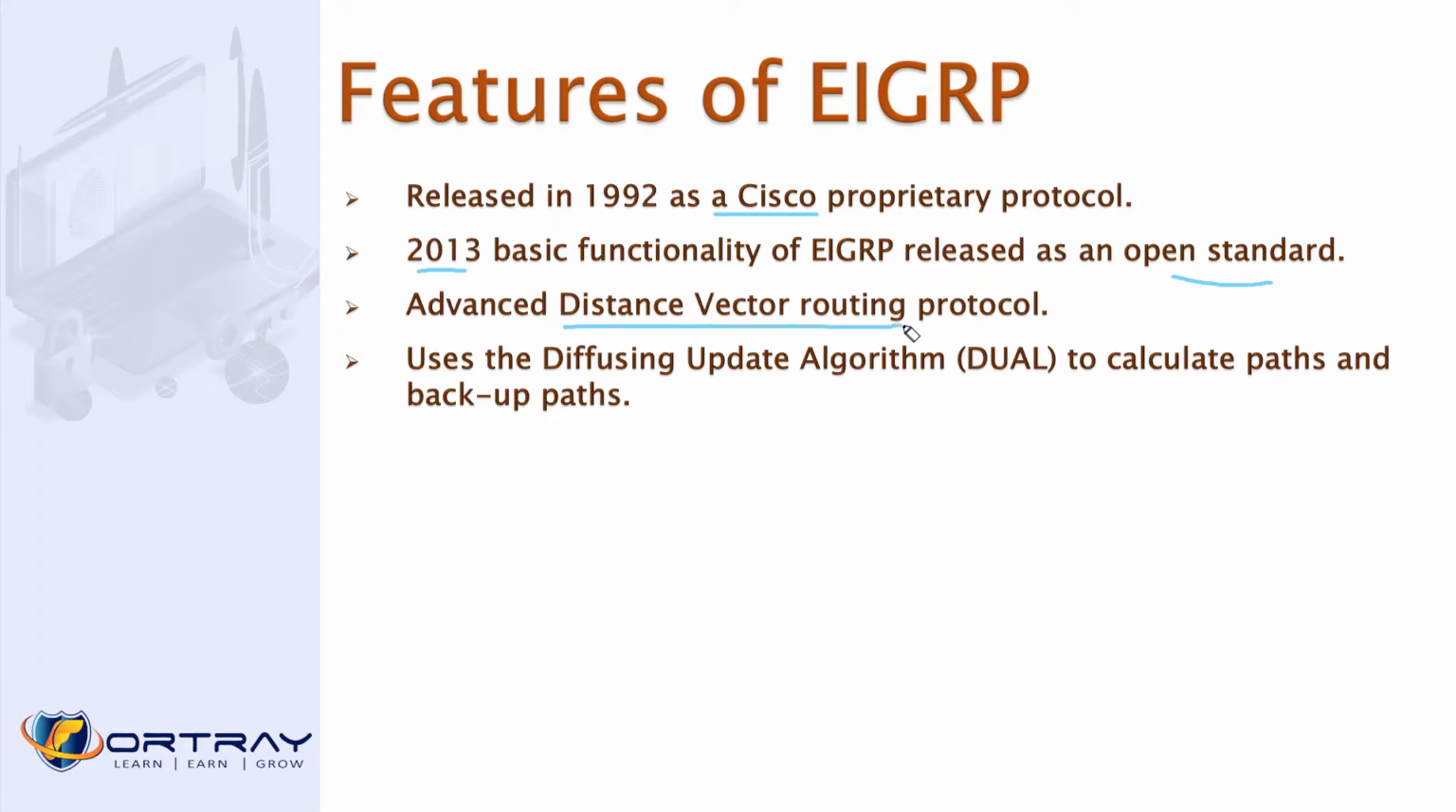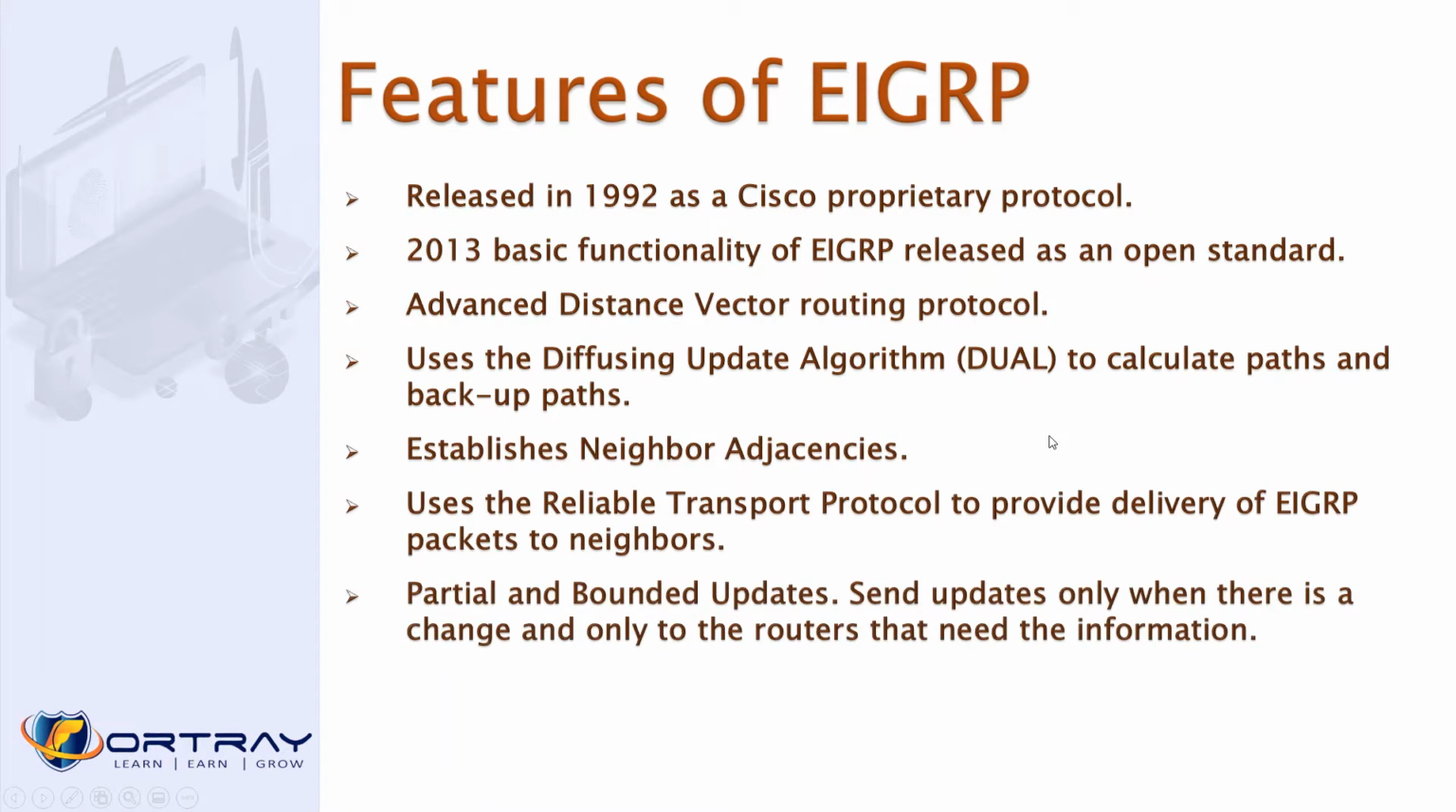It is an advanced distance vector routing protocol that uses the diffusing algorithm to calculate the path and the backup path. Okay, so that's a characteristic of this routing protocol. It also establishes neighbor adjacencies, and uses the reliable RTP protocol to provide delivery of the EIGRP partial and bounded updates. Unlike EIGRP, RIP sends you an update every 30 seconds, advertising the same networks they already know, but EIGRP does partial updates. If they know something changed, then they send an update.